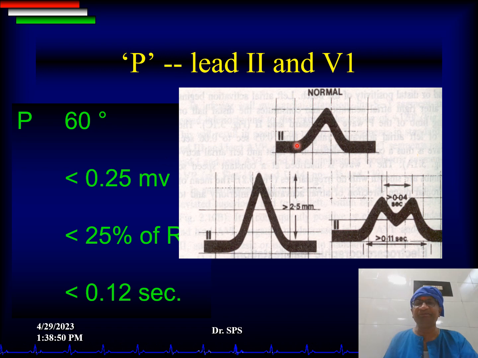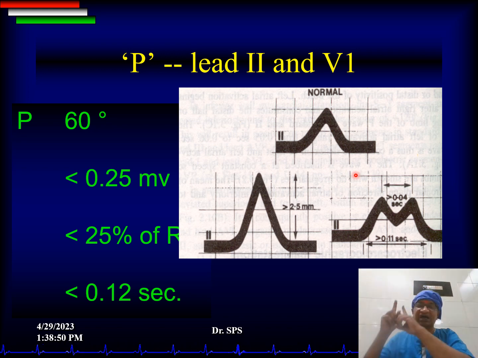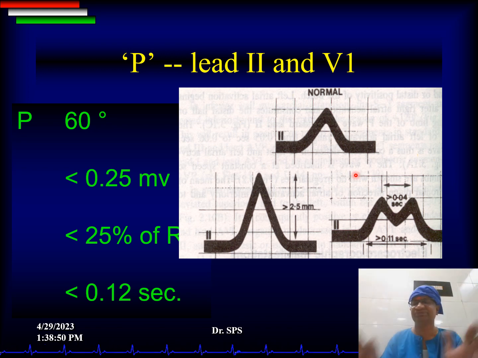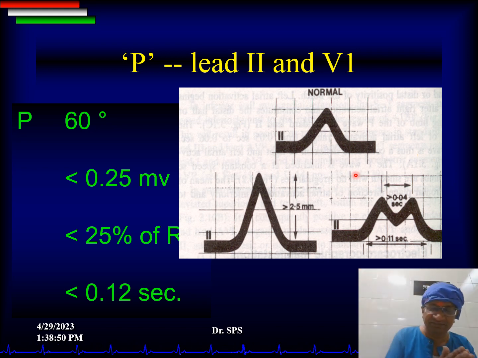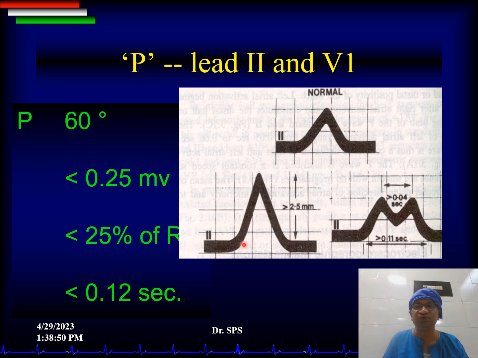Now we will go to the P wave. It should be seen in lead 2 and V1. Lead 2 corresponds to the right atrium and V1 corresponds to the left atrium. This is simple maths. In lead 2, right atrium, if it is more than 2.5 squares, then it is called right atrial enlargement. In V1, if it is more than 2.5 squares, then it is left atrial enlargement.